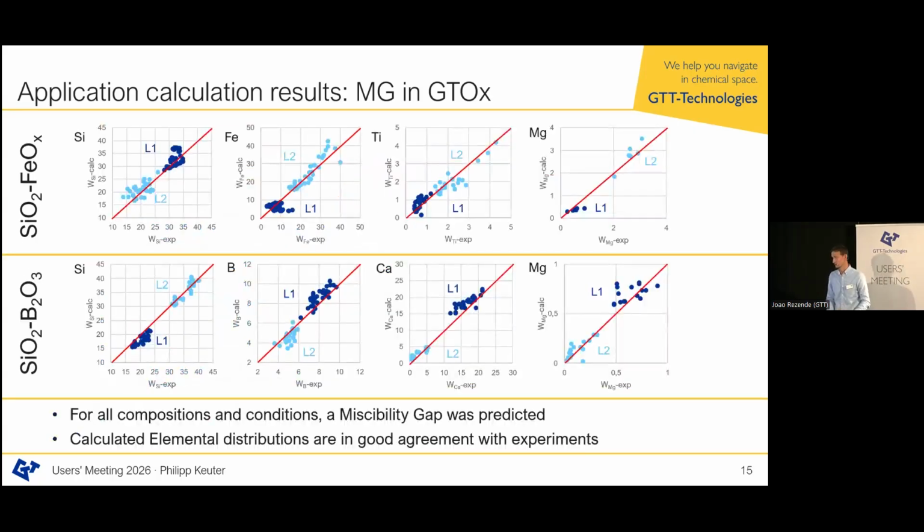We would do that for different glasses. We would do that for different temperatures, different compositions, and different elements, of course. And then we see that the overall trend gives us a good impression about the quality of the database. Now, for all compositions and conditions, a miscibility gap has been predicted, and also the elemental distribution is in quite good agreement with the experiments. So this gives us some confidence in the database quality.